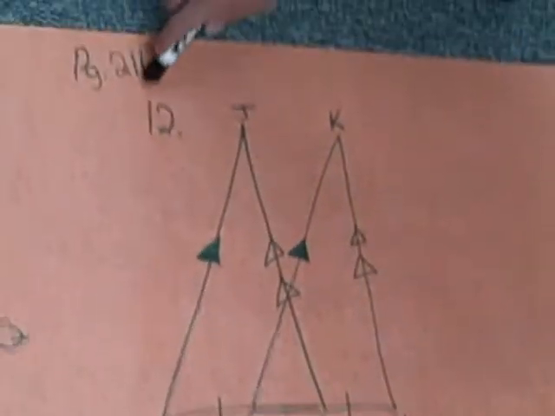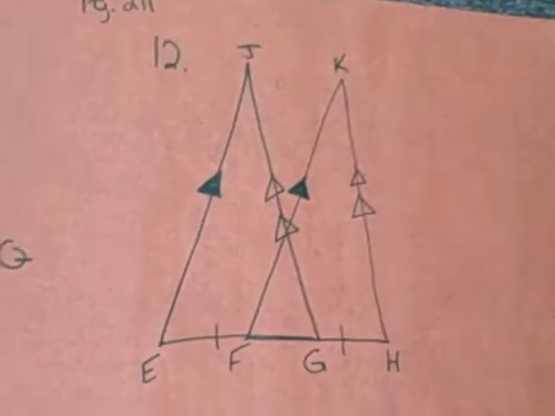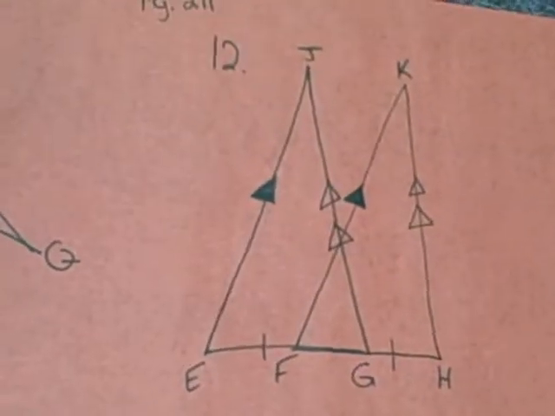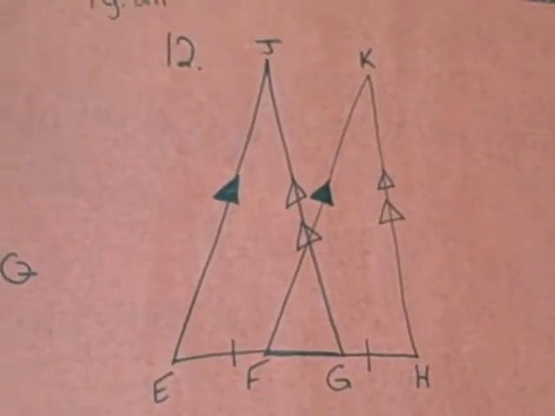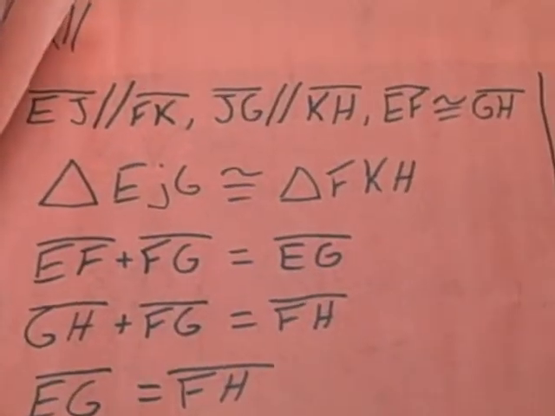Okay, now we are going to do number 12 on page 211. And once again, we are trying to prove how the two triangles are congruent.